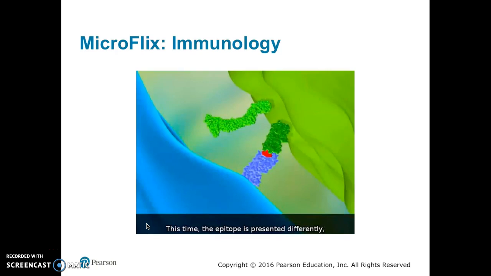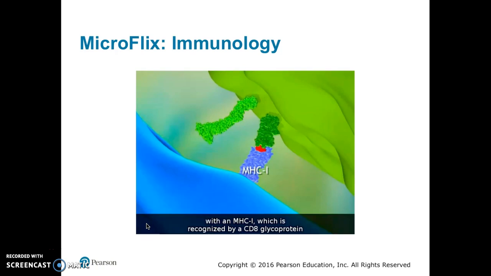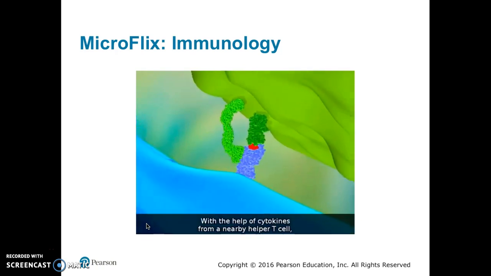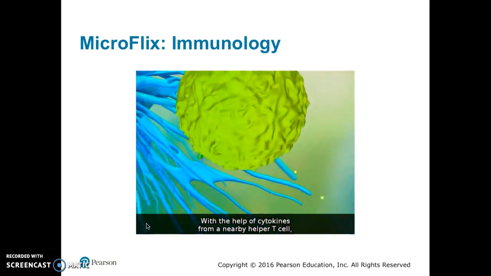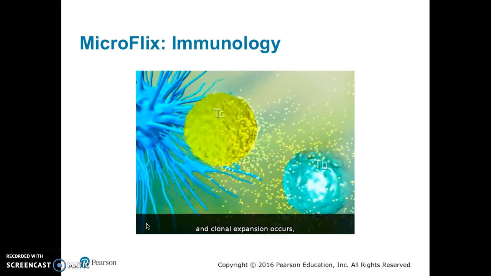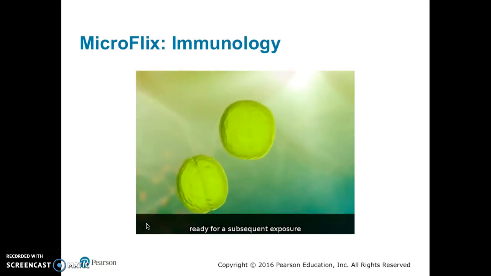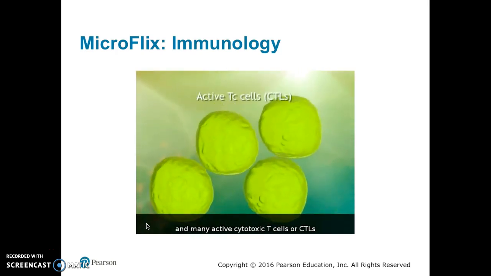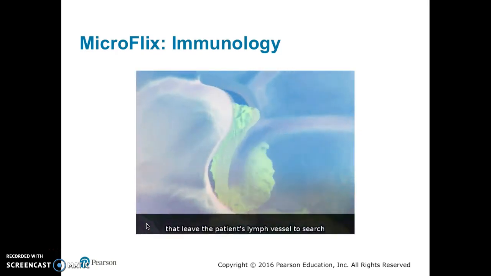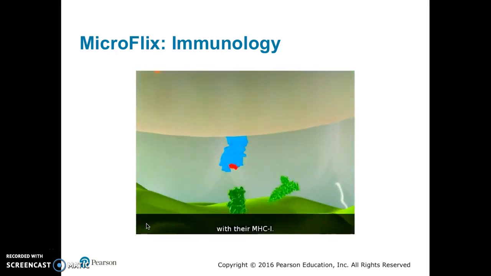This time, the epitope is presented differently, with an MHC1, which is recognized by its CD8 glycoprotein on the cytotoxic T cell. With the help of cytokines from a nearby helper T cell, the cytotoxic T cell is activated and clonal expansion occurs, resulting in some long-lasting memory cells ready for a subsequent exposure, and many active cytotoxic T cells, or CTLs, that leave the patient's lymph vessel to search for infected cells that present rhinovirus epitope with their MHC1.